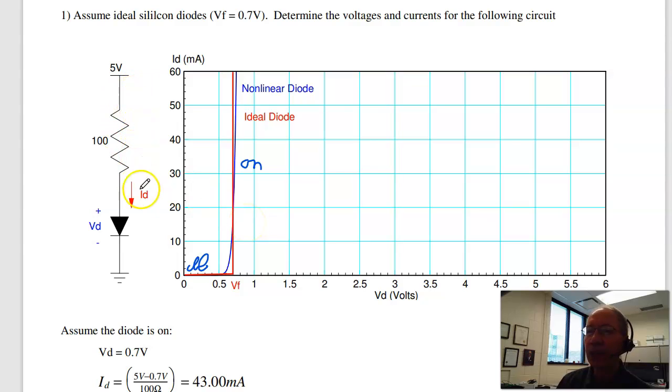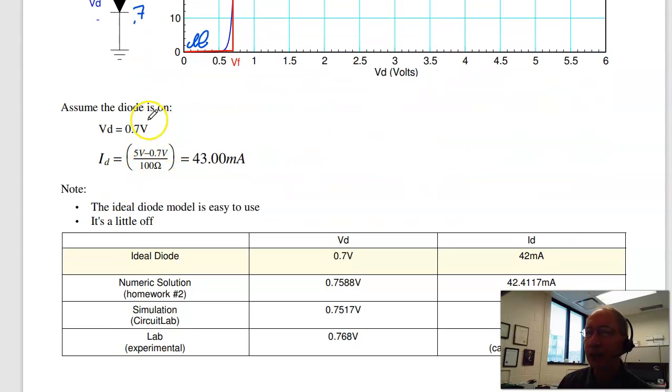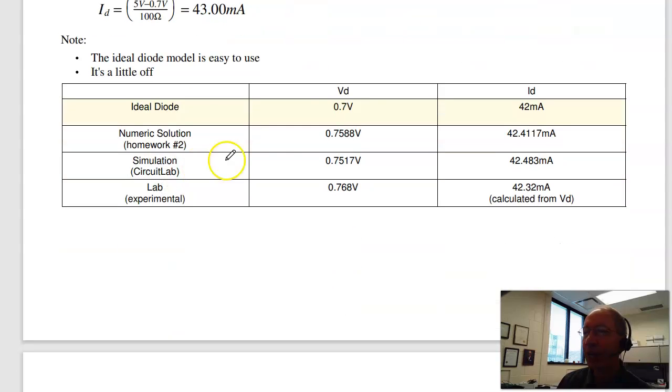In this case, let's assume the diode is on, because we've got 5 volts trying to push current through it. In that case, this becomes 0.7 volts, and the current is just (5 minus 0.7) over 100. Way easier than what we did last week. And if you compare, the ideal diode is a little bit wrong.